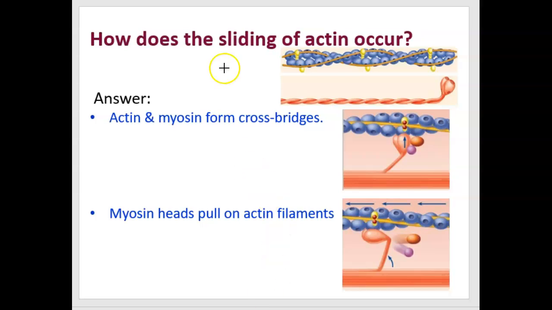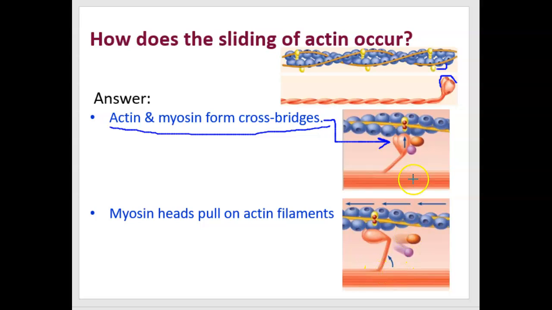Now we need to examine how the sliding of this actin occurs. Well, it occurs because actin and myosin form what is known as cross bridges. You can just think of it as binding. So the myosin heads are going to bind to the actin filaments, at least if the myosin binding sites on the actin are exposed. And that's only going to happen if calcium is present, which we'll talk about in a second. But this is a cross bridge right here with the myosin heads bound to actin subunits.